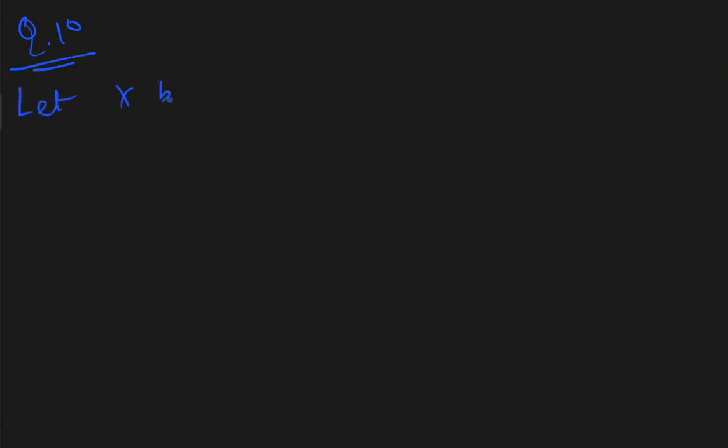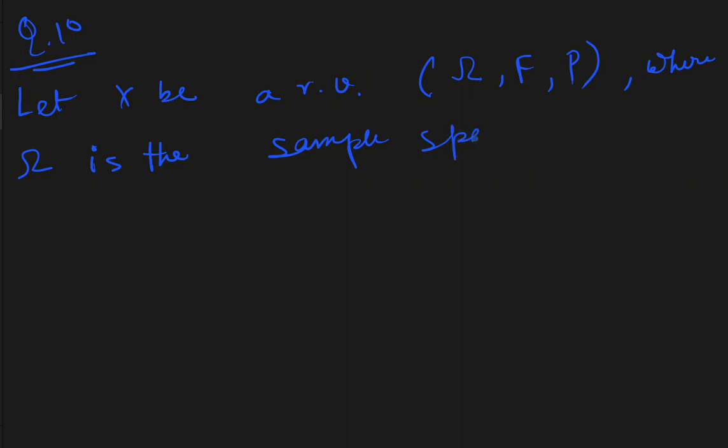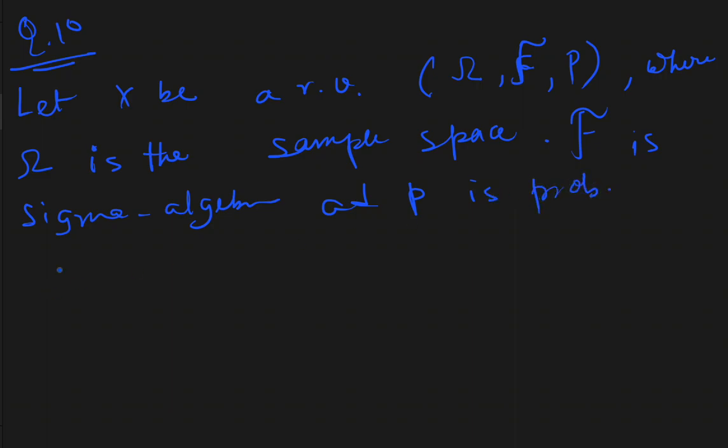Let X be a random variable defined on a probability space (Σ, F, P), where Σ is the sample space, and F is a sigma algebra, and P is the probability measure on (Σ, F).